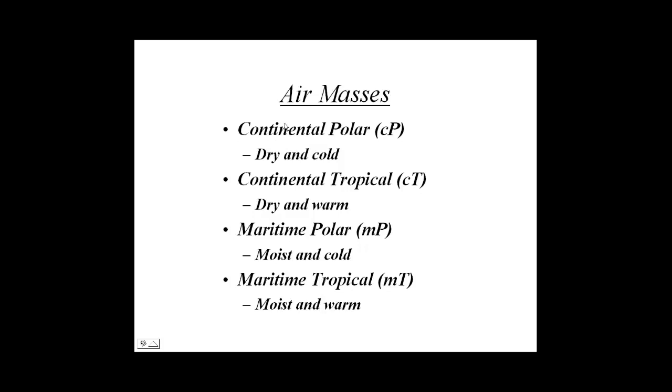Continental polar, that means it's air that's flowing over land and is coming from a polar region, is going to be dry and cold and is given this designation, continental polar, cP. Continental tropical is going to be dry and warm. Now maritime air flowing over the oceans is going to be moist, and again from the polar it'll be cold, maritime tropical, moist and warm. Okay, so those are four basic categories of air masses.